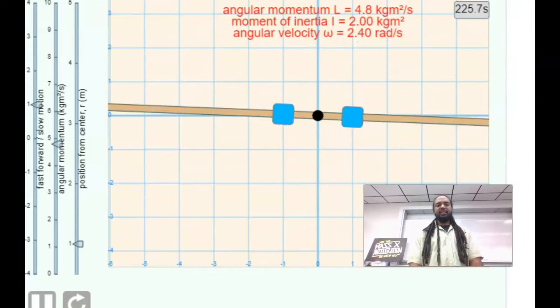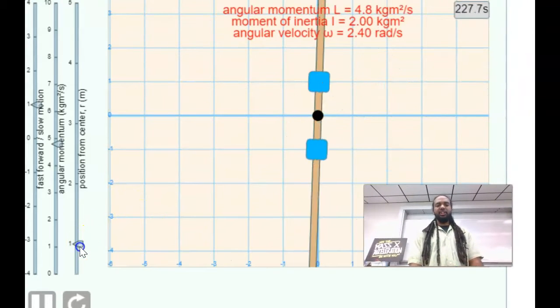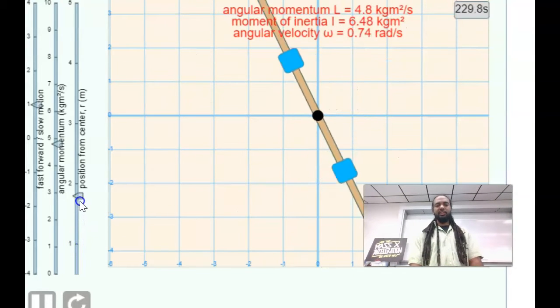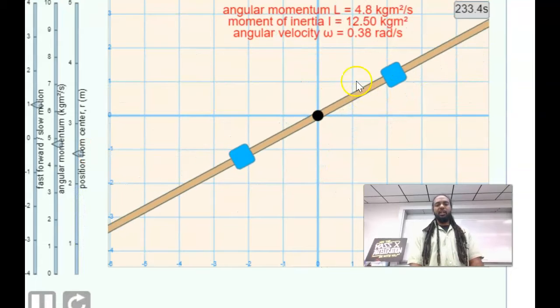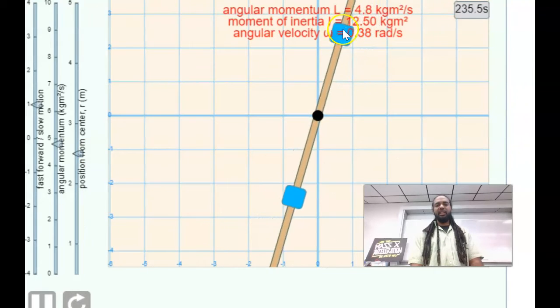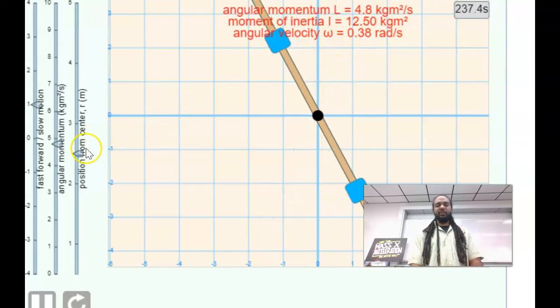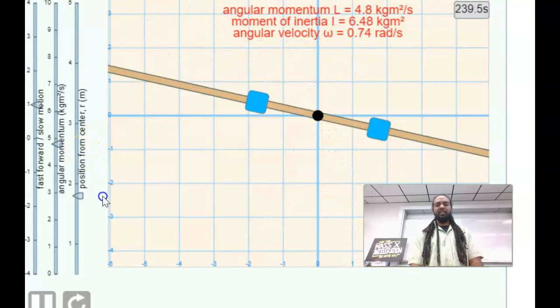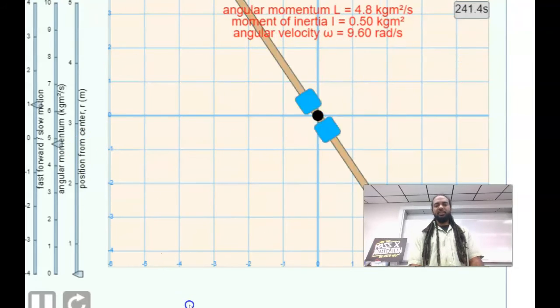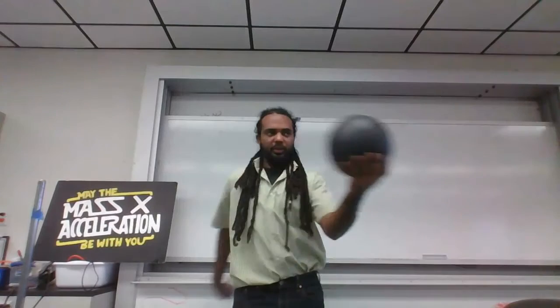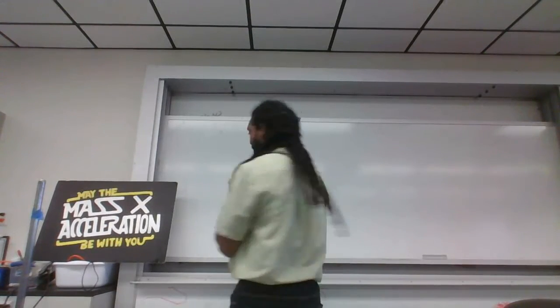If the angular momentum stays the same, but I change the inertia by moving those objects, if I push them further out, the inertia increases and so the velocity decreases as a result. Or if I pull them closer in, the opposite happens, just like our ice skater. So reduce the inertia, increase the velocity.